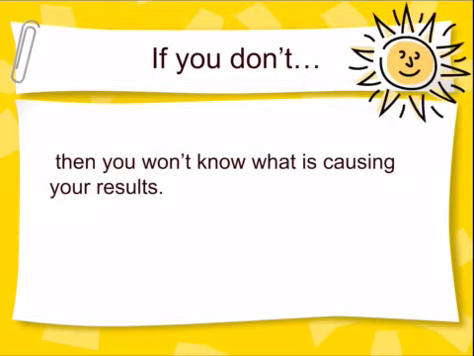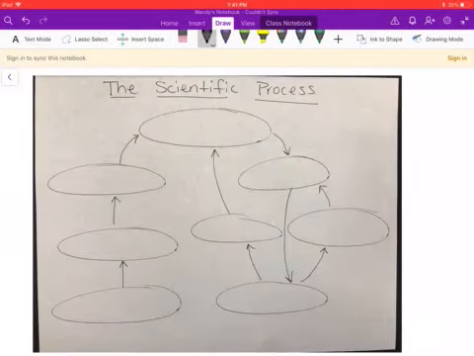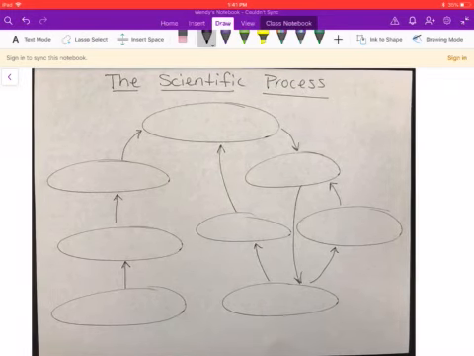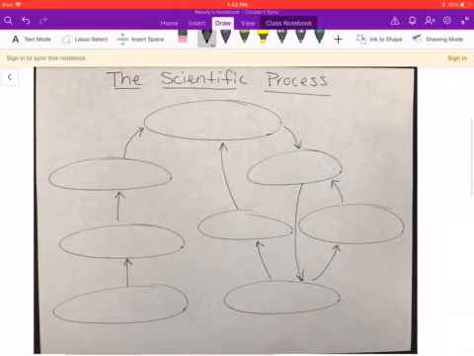Okay, the next thing that I want us to look at is the scientific process. If you will copy this onto your paper, we're going to fill in the order of steps in an experiment. Now notice that it's not just steps in a straight line. We have a few bubbles with arrows going in different directions. So the first thing that we need to do in an experiment is come up with our problem or question.